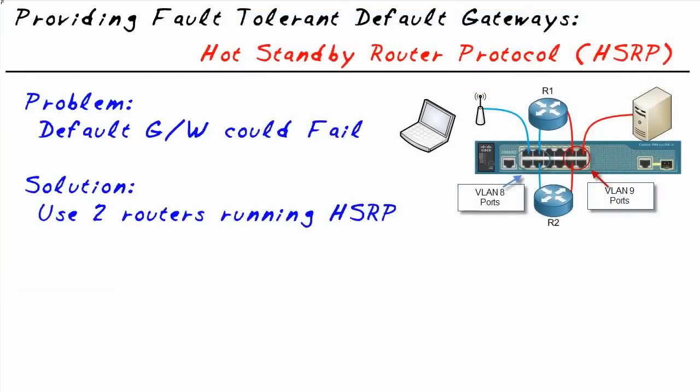So the takeaway from this is that Hot Standby Router Protocol sets up a virtual IP address supported by at least 2 routers, it could be more, to provide layer 3 fault tolerance for customers using a default gateway.